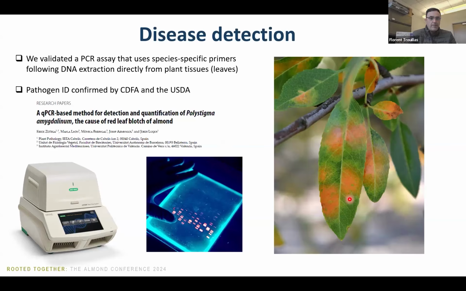There was work published in Spain from Jordi Luque's lab, which is pretty much a basic PCR test using specific primers for the Polystigma pathogen. And so we validated that tool. That was the first requirement. Jumping on that research was to confirm that Polystigma was actually present in the state. And for that, we also worked with CDFA and USDA for pathogen confirmation. And of course, the Polystigma and red leaf blotch together were confirmed from California using that PCR assay that was also validated.